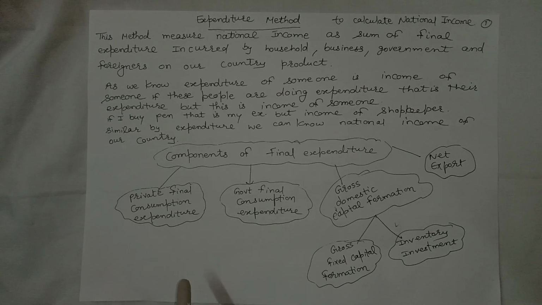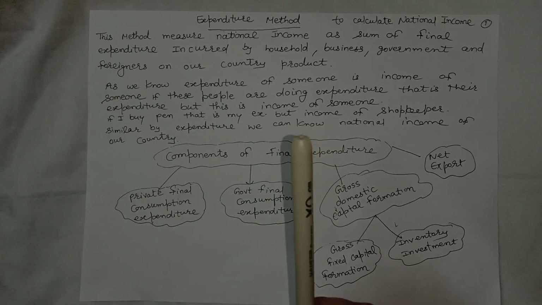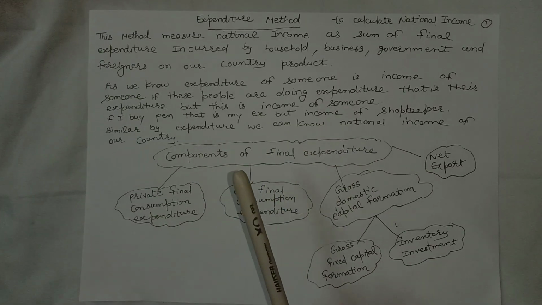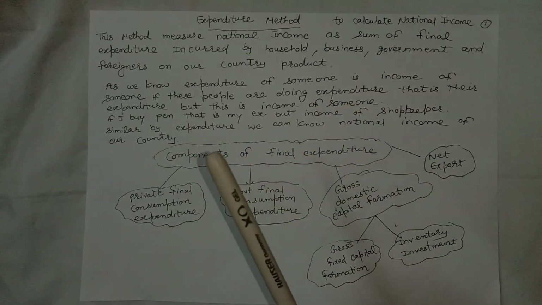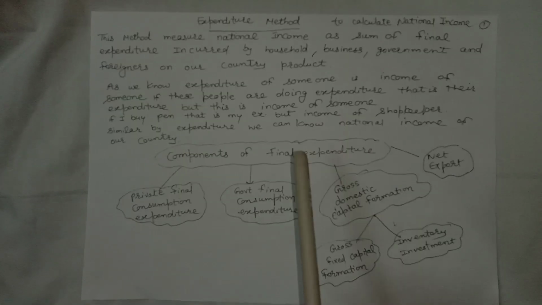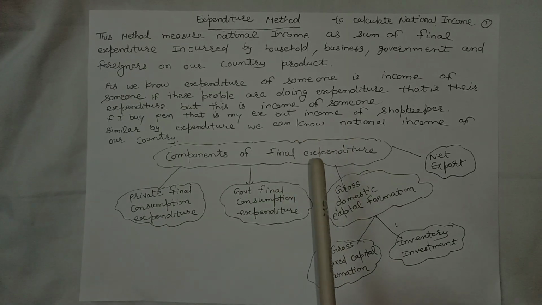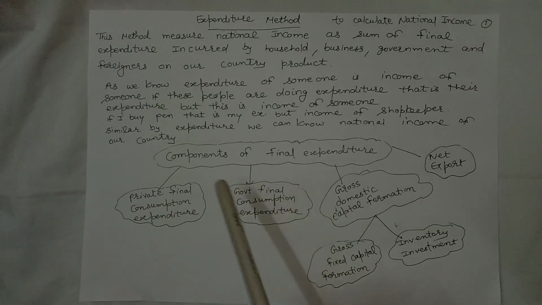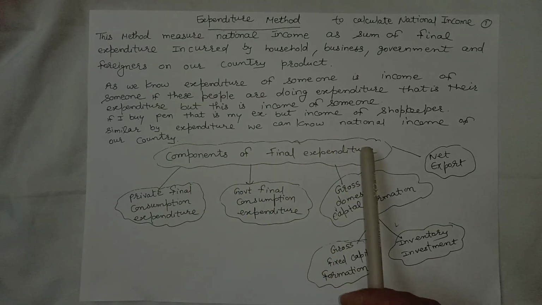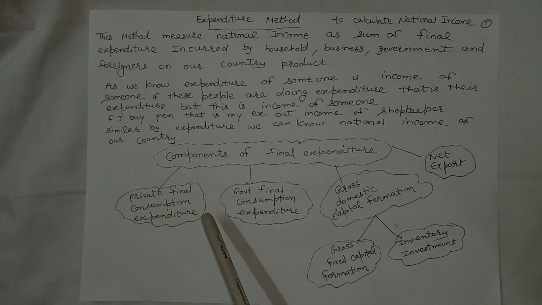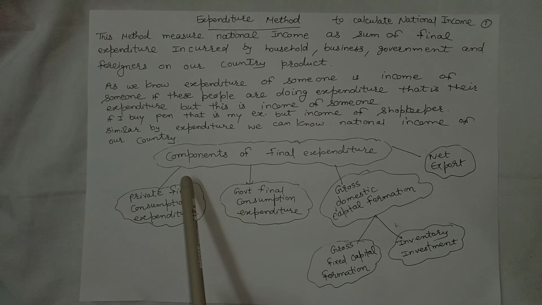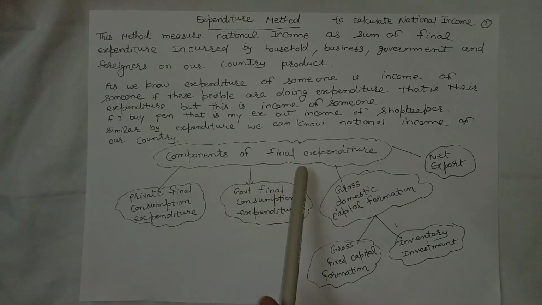If these people are doing expenditure, that is their expenditure, but it is the income of someone else. For example, if I buy this pen, that is my expenditure because I paid something to receive it. It is the income of the shopkeeper. Similarly, by expenditure, we can know the national income of our country. Now, I will make it clear with the help of these components.